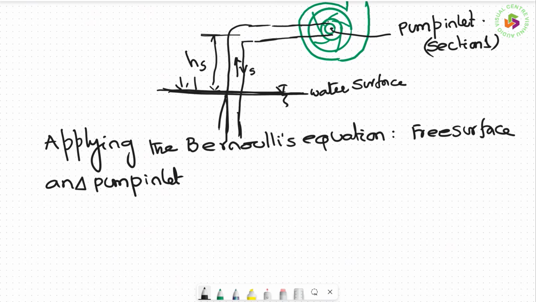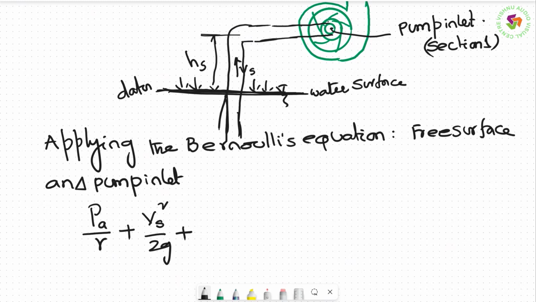What is the pressure here? The pressure here is nothing but atmospheric pressure, Pa by gamma, plus the velocity in the suction pipe, Vs square by 2g, plus, here the free surface itself is considered as datum. So the datum head z is equal to 0, so that will not be there at all. And if I take velocity here, not in the pipe, I will take it at the free surface.